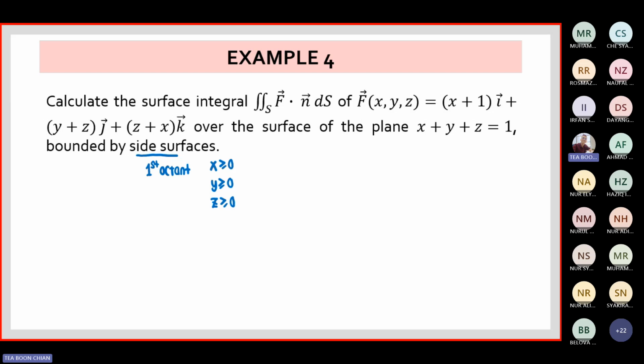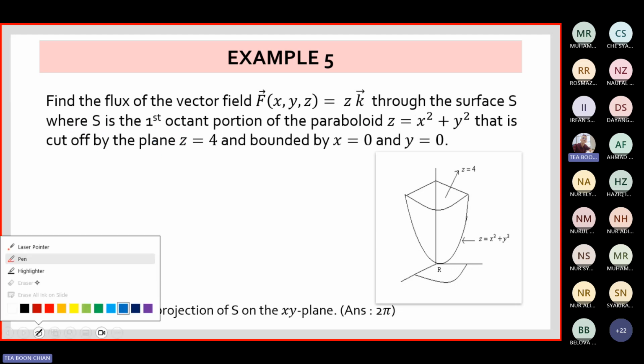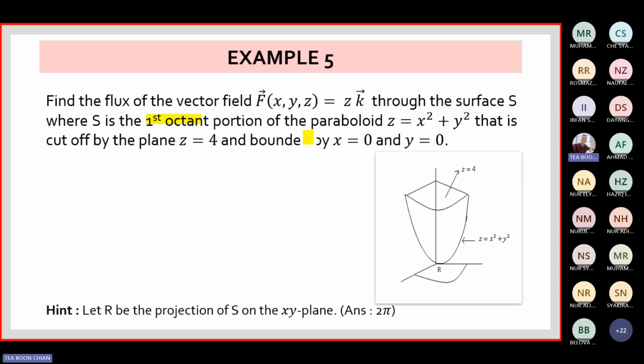Right? But I want to go through the last example 5 in this lecture. Again, the region is given. The graph is also given. Now, again, simple question. Find the flux of the vector field F equal to zk through the surface S, where S is the first octant. Again, the keyword here, first octant, portion of the paraboloid that is cut off by the plane z equals to 4 and bounded by x equals 0 and y equals 0.